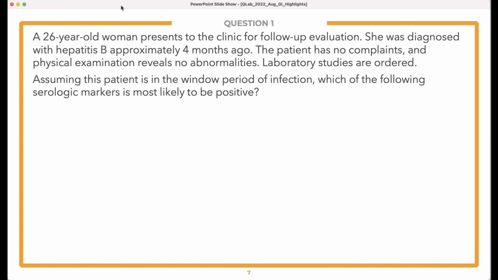A 26-year-old woman presents to the clinic for follow-up evaluation. She was diagnosed with hepatitis B approximately 4 months ago. The patient has no complaints, and physical examination reveals no abnormalities. Laboratory studies are ordered. So again, the lead-in: assuming this patient is in the window period of infection, which of the following serologic markers is most likely to be positive?